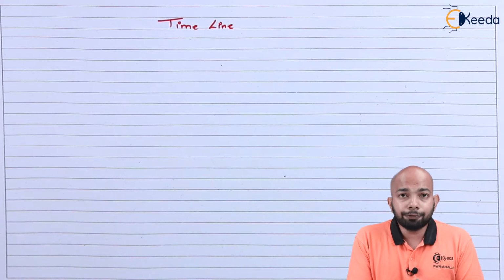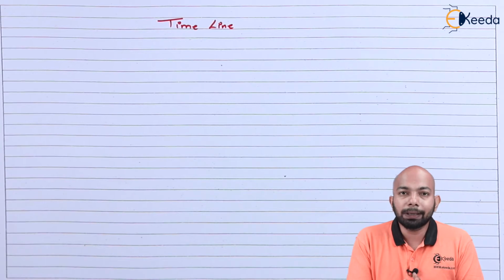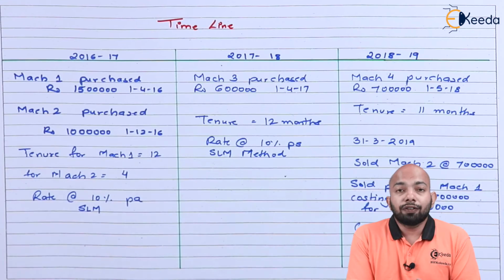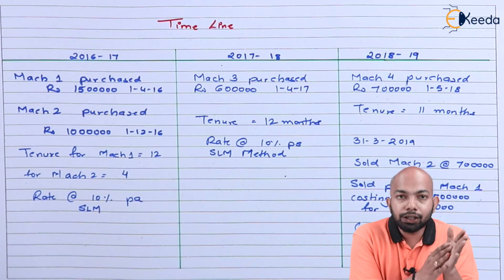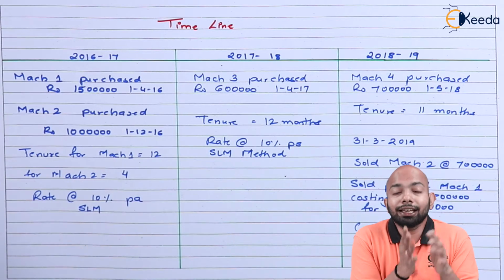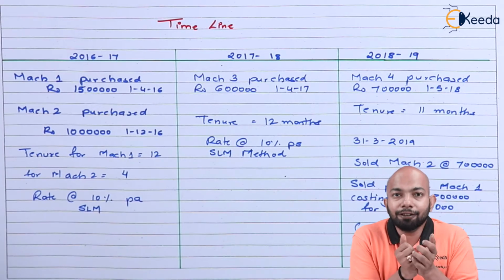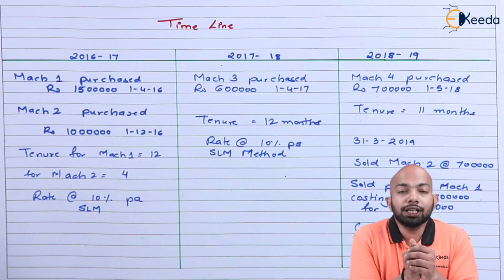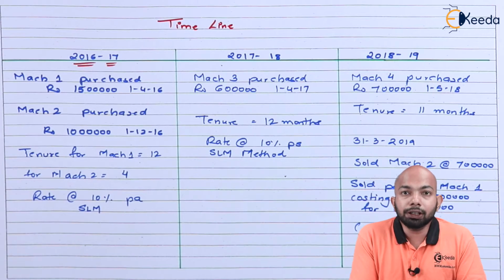We'll start with the timeline first so that it is easy for you to gauge all these details under one single page or sheet itself. If you can see, we have created the timeline here, segregated into financial years 2016-17, 17-18 and 18-19. Let's figure it out one by one, and you'll understand in which year what transaction has been done and what needs to be done in that specific financial year. Let's go with the first financial year 2016-17. Machine 1 was purchased on 1st of April 2016 for 15 lakh as mentioned in the question.